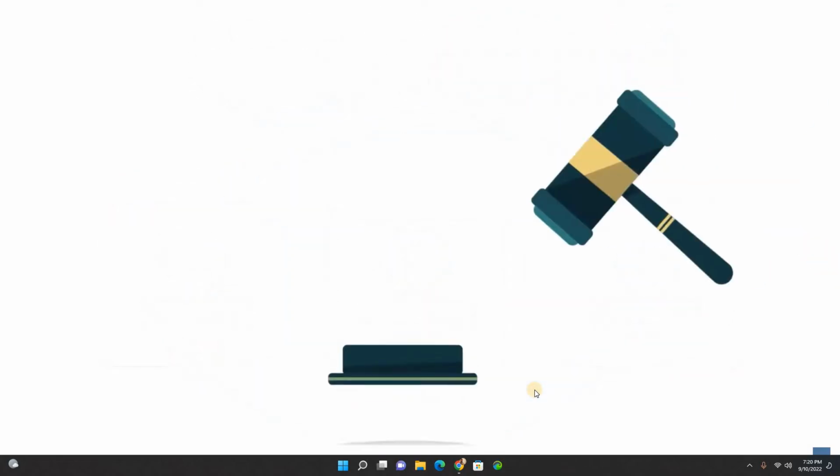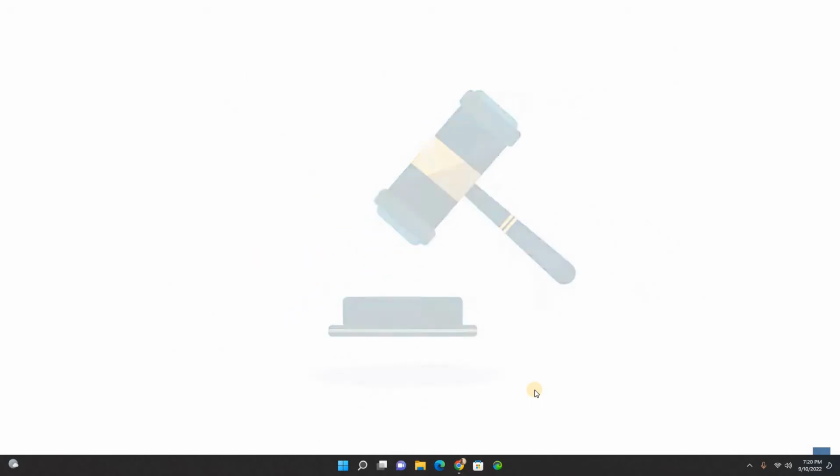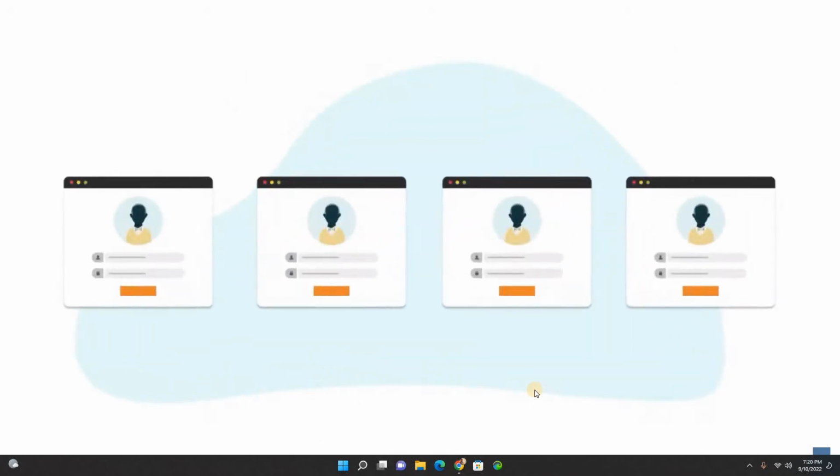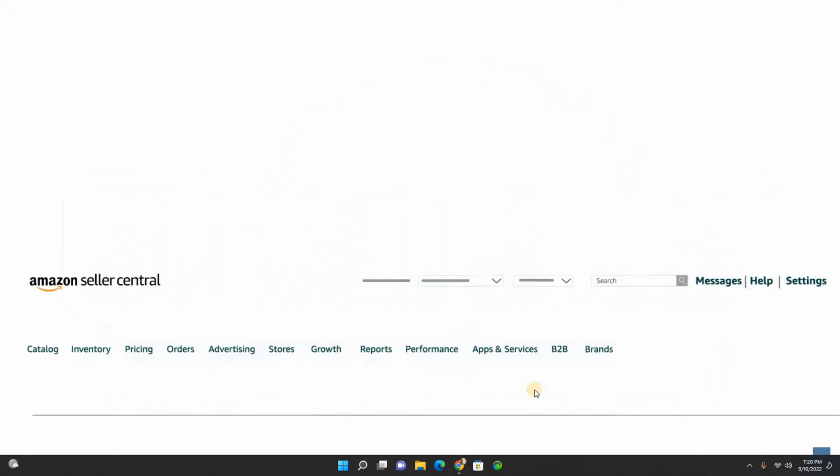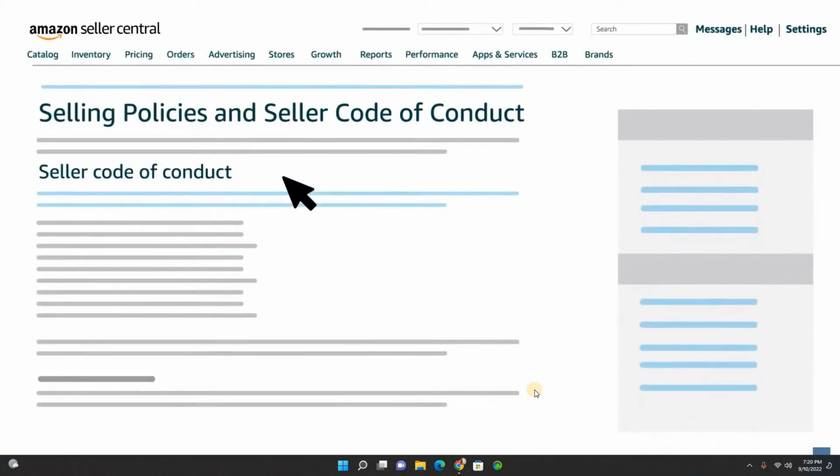Let us now understand when does Amazon take action. All selling accounts that a seller owns must comply with the applicable selling policies and Seller Code of Conduct.